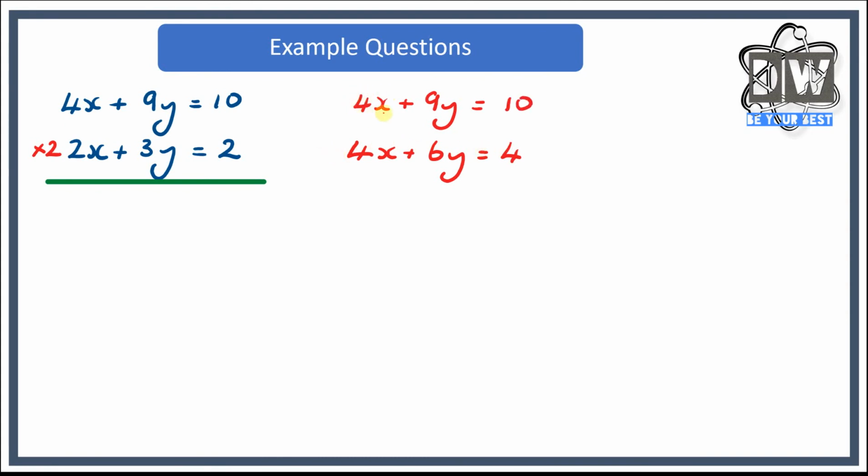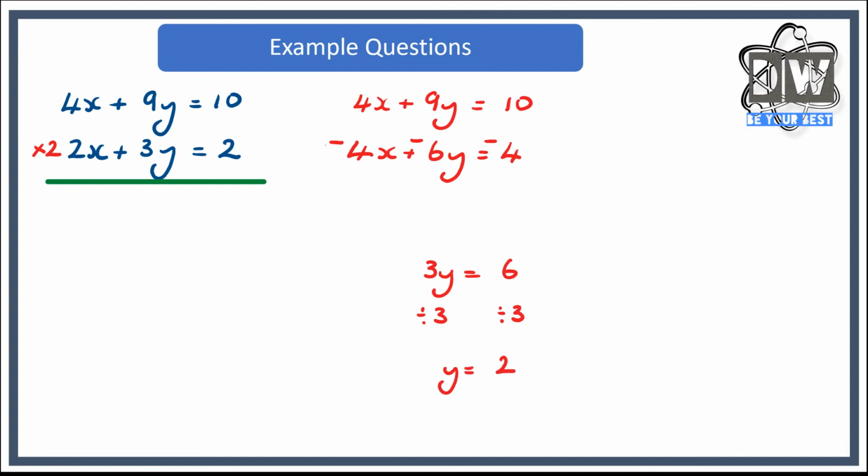And we can see again that at the moment they don't cancel each other out, do they? If I added 4x to 4x, I get 8x. So we wouldn't eliminate them. So I need to change those symbols. So now we've got minus 4x minus 6y minus 4. So 4x take away 4x has eliminated that. 9y take away 6y gives me 3y. And 10 take away 4 gives me 6. Divide both sides by 3, and we end up with y equaling 2.